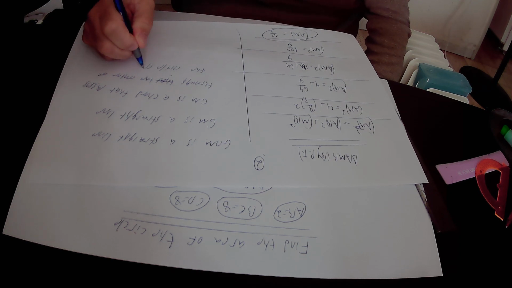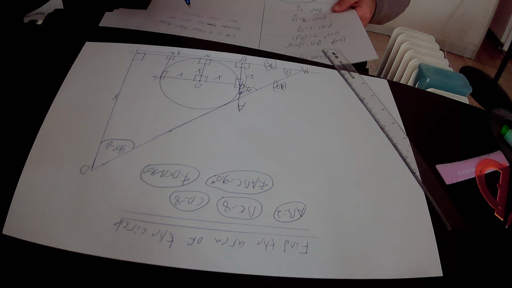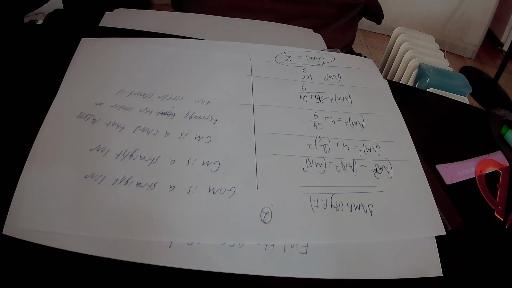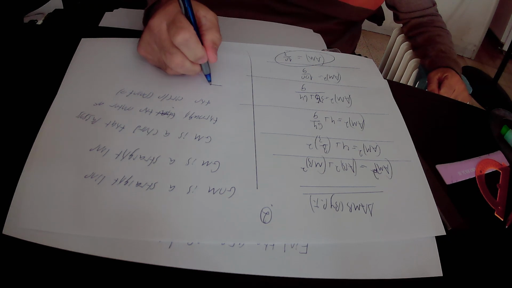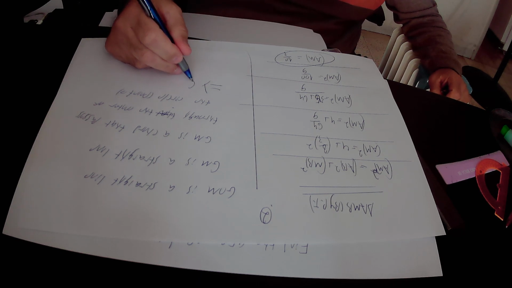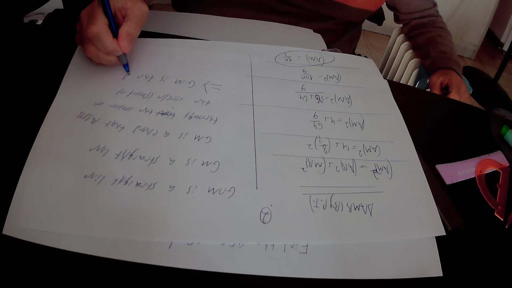Center of the circle, point O. Yeah. Center of the circle is point O. And you know that any chord that passes through the center of the circle must be the diameter of the circle. Therefore, we will conclude that GM is the diameter of the circle.